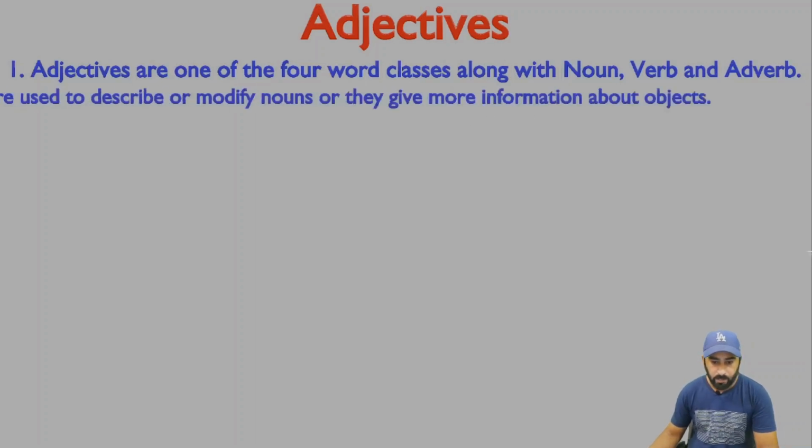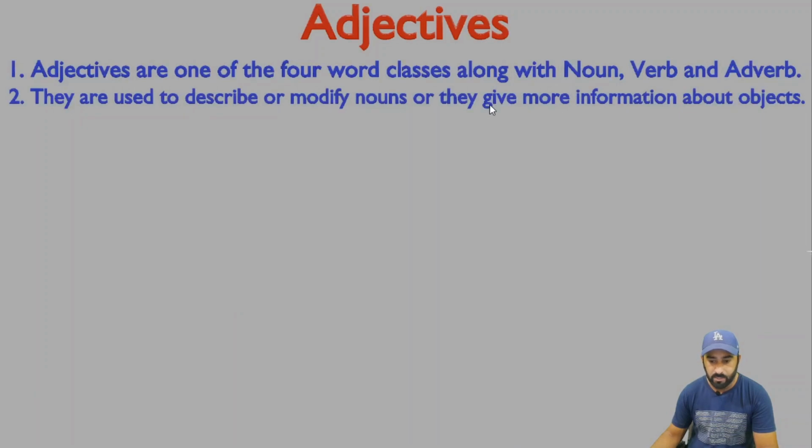Okay, if you look at your display, you can see the second statement in blue, and it simply tells us what the function of adjectives is. If you read it, they are used to describe or modify nouns, or they give more information about objects. If I put it simply, adjectives are used to describe or give extra or additional information about nouns or any objects, people, places, or anything else. Okay, I think we can learn it better with 3D examples.